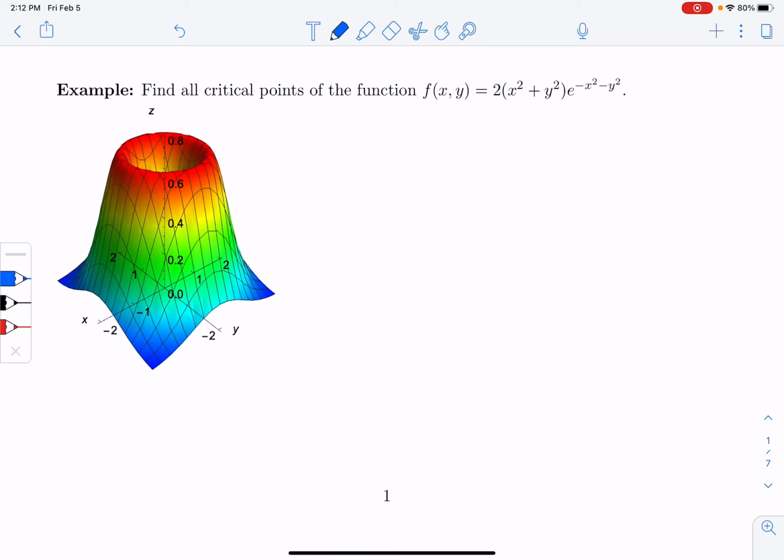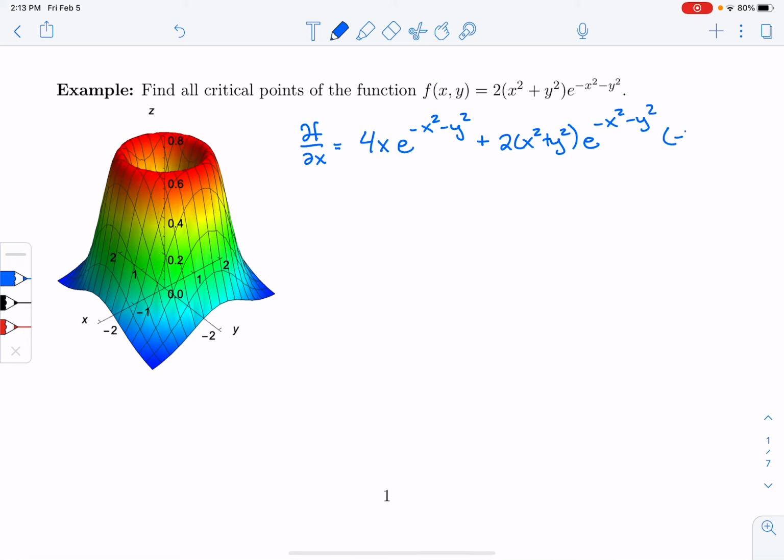the partial derivative of f with respect to x. That's going to require the product rule. So the derivative of 2x squared is going to be 4x, and then I leave the exponential alone. And then I leave the 2 times x squared plus y squared alone, and I take the derivative of the exponential as e to the minus x squared minus y squared. And then I take the derivative of the minus x squared minus y squared, which is a negative 2x.